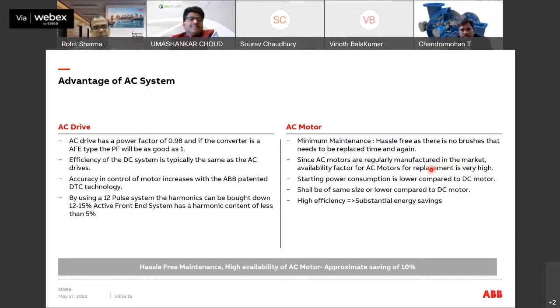Yeah, sure, fine. The power consumption is less, and these have high efficiency. We are also supporting IE4, IE5 efficiency motors, premium efficiency motors.